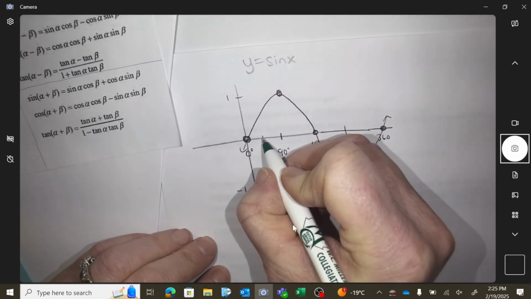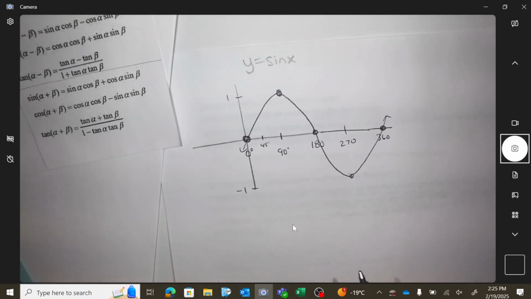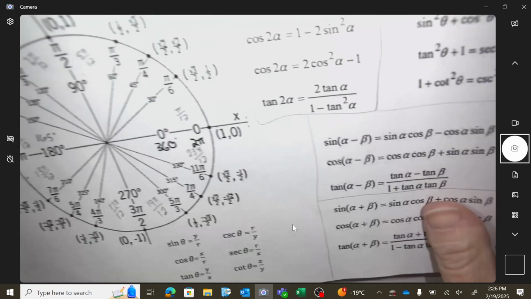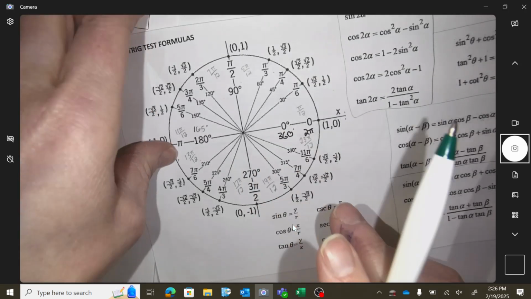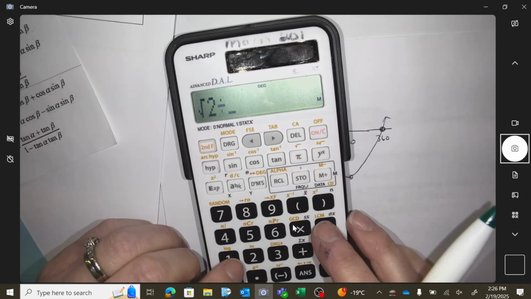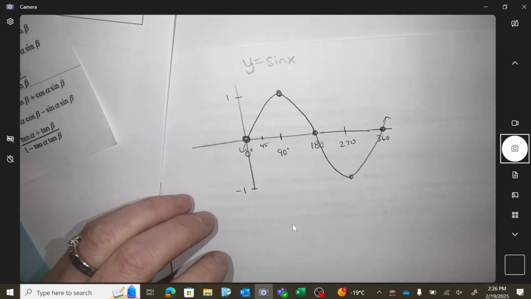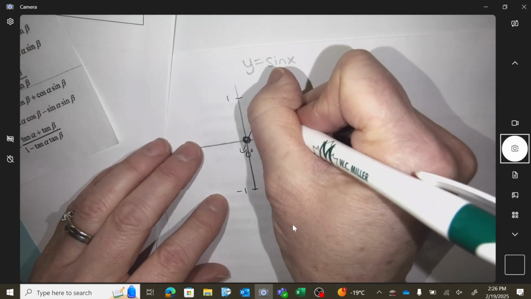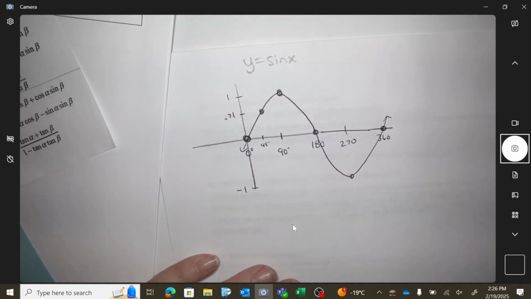Okay, what if I threw a 45 degree in there? Do you guys know the number for the sine of 45 degrees? √2/2. Okay, just for a graph's sake, can I do this? √2/2 is 0.7-ish. Okay, do you like that curve?